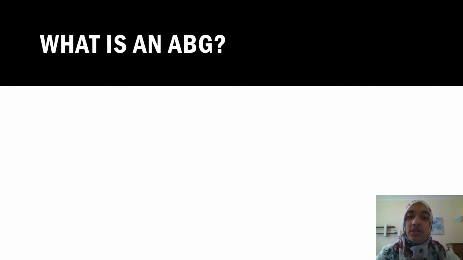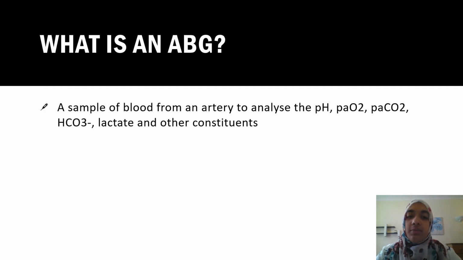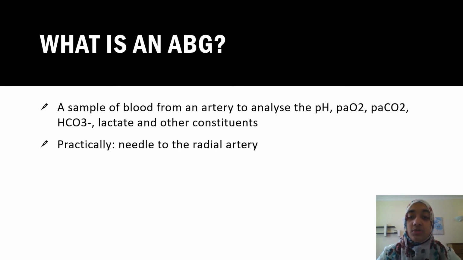So the first question we need to ask ourselves is, what is an ABG? An ABG is a sample of blood from an artery, and it's typically from the radial artery, to analyse a number of constituents in the blood. And when you're next on the wards, make sure that you have a look at a printout to see all the things that an ABG can measure.